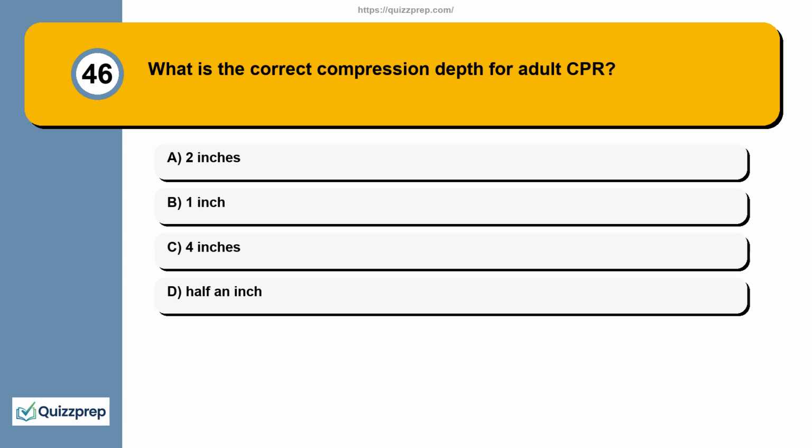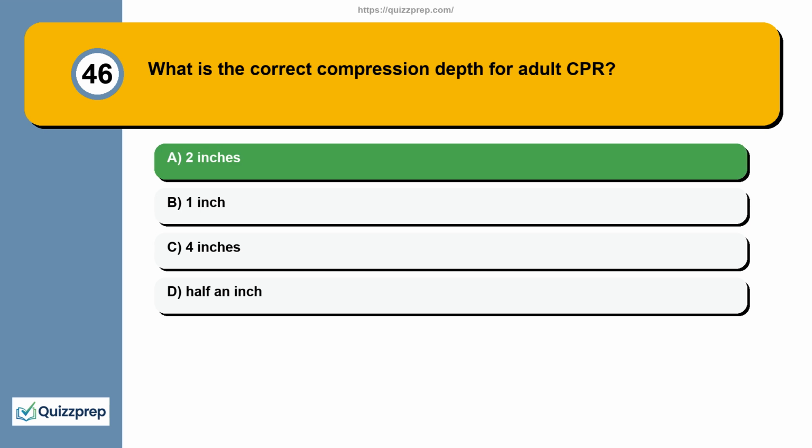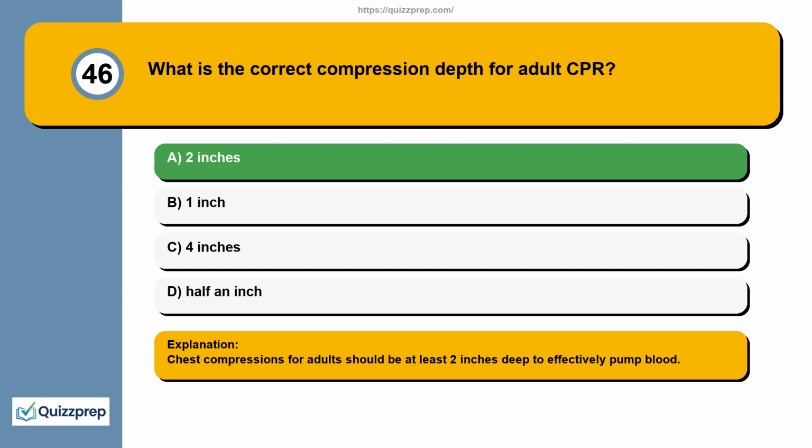Question 46. What is the correct compression depth for adult CPR? 2 inches, 1 inch, 4 inches, half an inch. Chest compressions for adults should be at least 2 inches deep to effectively pump blood.